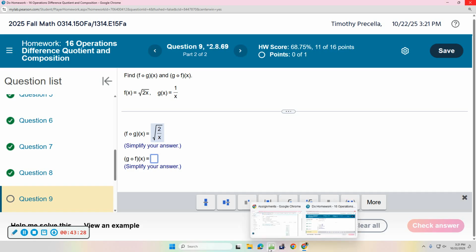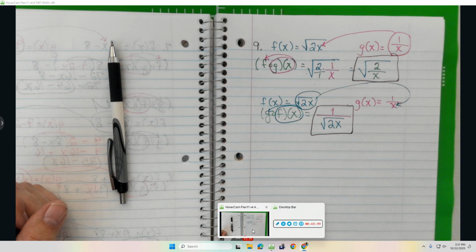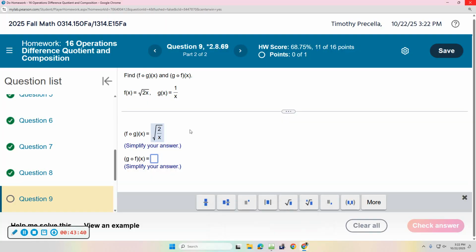Now this one, we're trying to type 1 over the square root of 2x. Am I going to click the square root button first? No, what am I going to click first? I've already said fraction. Okay. So there. Then I have the 1. Click down there, the square root of 2x.